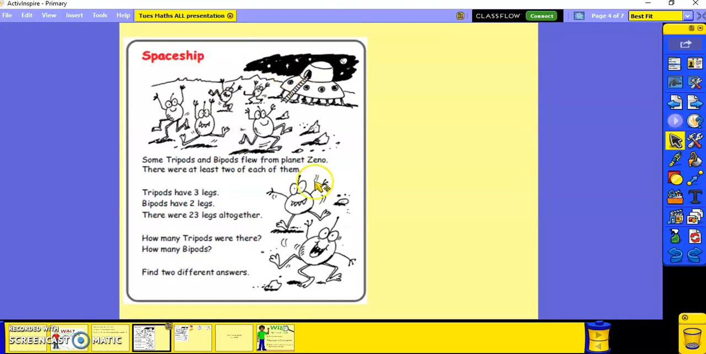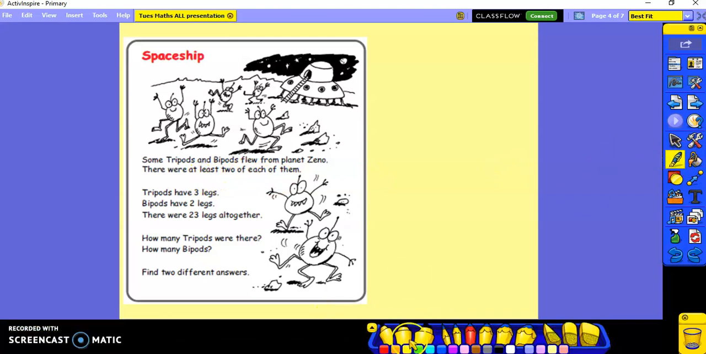So our problem today is all about some aliens landing on a planet. Some bipods and tripods flew in from the planet Zeno. There were at least 2 of each of them. So I'm going to write that bit down or highlight that bit to remind myself, because I think that's important, that there are at least 2 of each one. So there's at least 2 tripods and at least 2 bipods. Tripods have 3 legs, so that would be this one down here. And bipods have 2 legs.